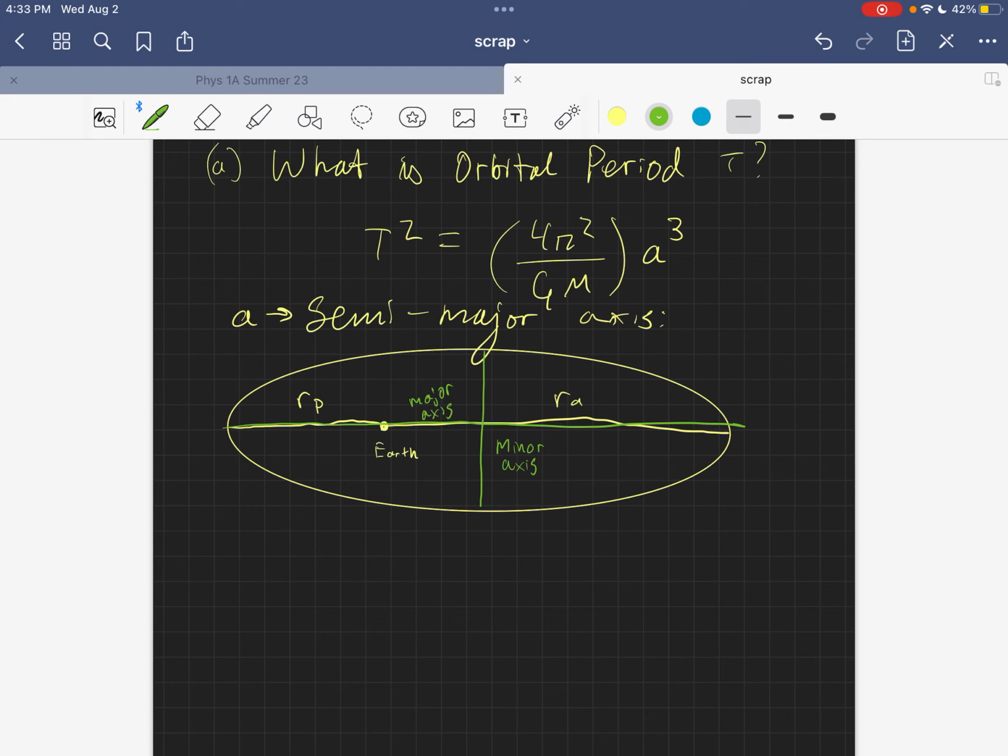So the major axis is the radius to the perigee plus the radius to the apogee. The semi-major axis is just the radius, so it's half of the major axis. It would be this blue line here. Okay. So the major axis would be 2a, which means 2a is equal to rp plus ra, meaning the semi-major axis is rp plus ra divided by 2.